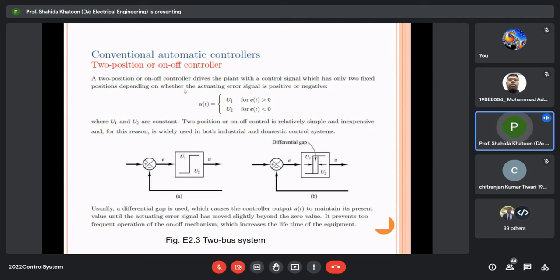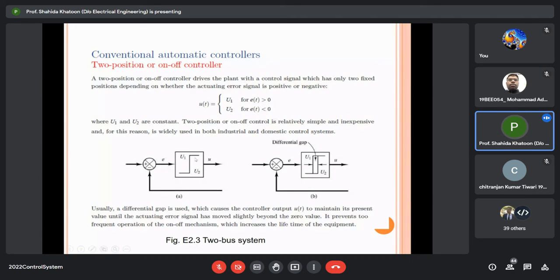Two position or on-off controllers drive the plant with a control signal which has only two fixed positions, depending on whether the actuating error signal is positive or negative. So u(t) is basically u1 for e(t) greater than 0 and u2 for e(t) less than 0, where u1 and u2 are constants. Two position or on-off control is relatively simple and inexpensive, and for this reason it is widely used in both industrial and domestic control systems.